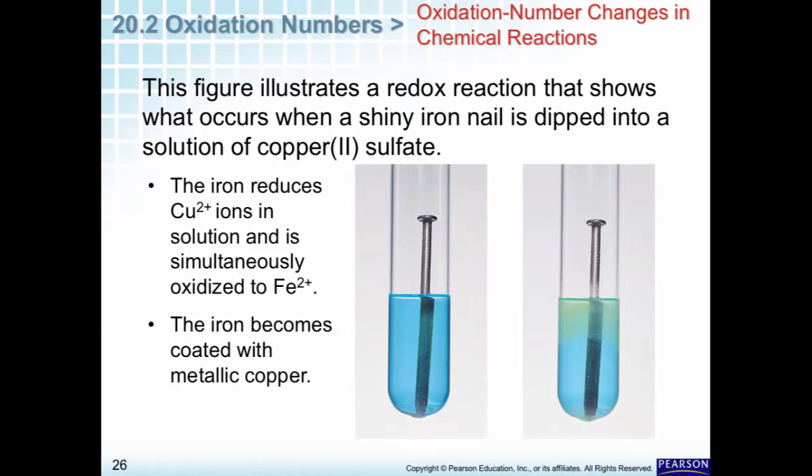Okay, so here we take an iron nail and we dip it into a solution of copper sulfate. In this case, we can see that the blue color gets a little lighter, and we basically turn them into copper. So if you look at the bottom of the nail, you'll see that it's getting a copper coating. So the copper ions in solution are becoming reduced to form copper metal, whereas the iron of the nail is going to start going into solution.